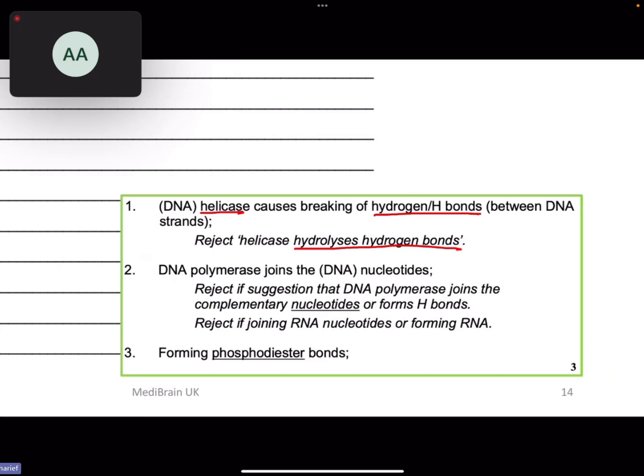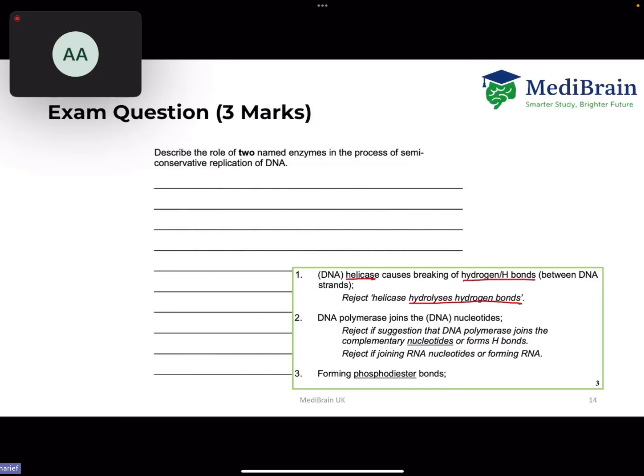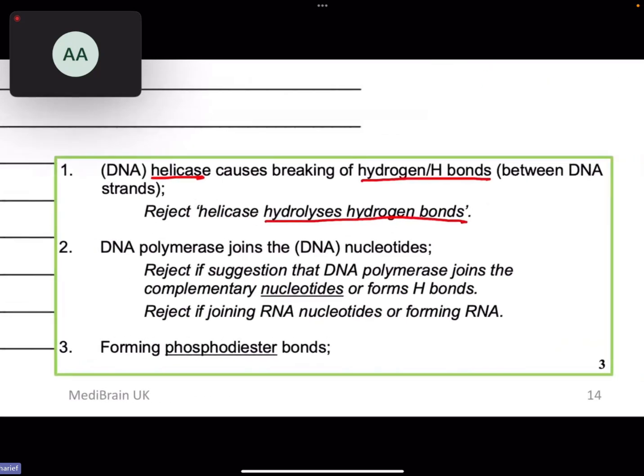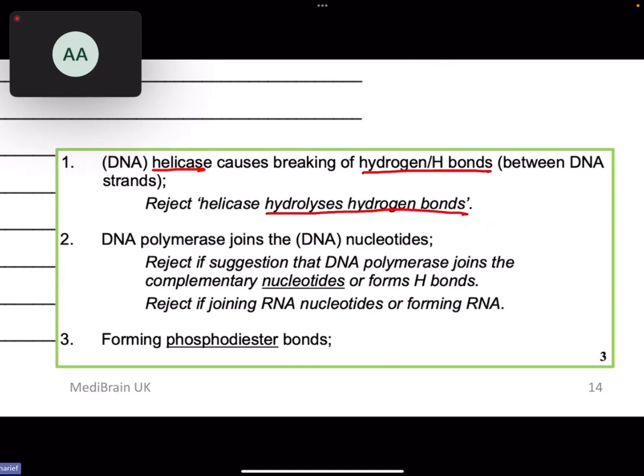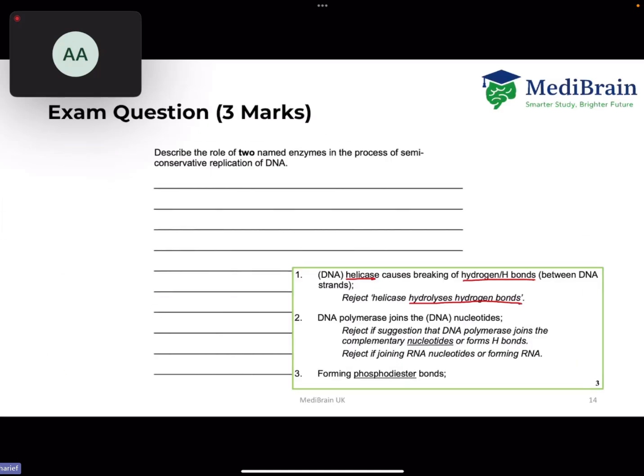Okay, DNA polymerase joins the DNA nucleotides, forming phosphodiester bonds. And we've named 2 enzymes. This is basically the process summed up in 3 points. DNA helicase breaks the hydrogen bonds between DNA strands. DNA polymerase joins the DNA nucleotides, forming phosphodiester bonds. Okay, that's basically what happens for 3 marks.